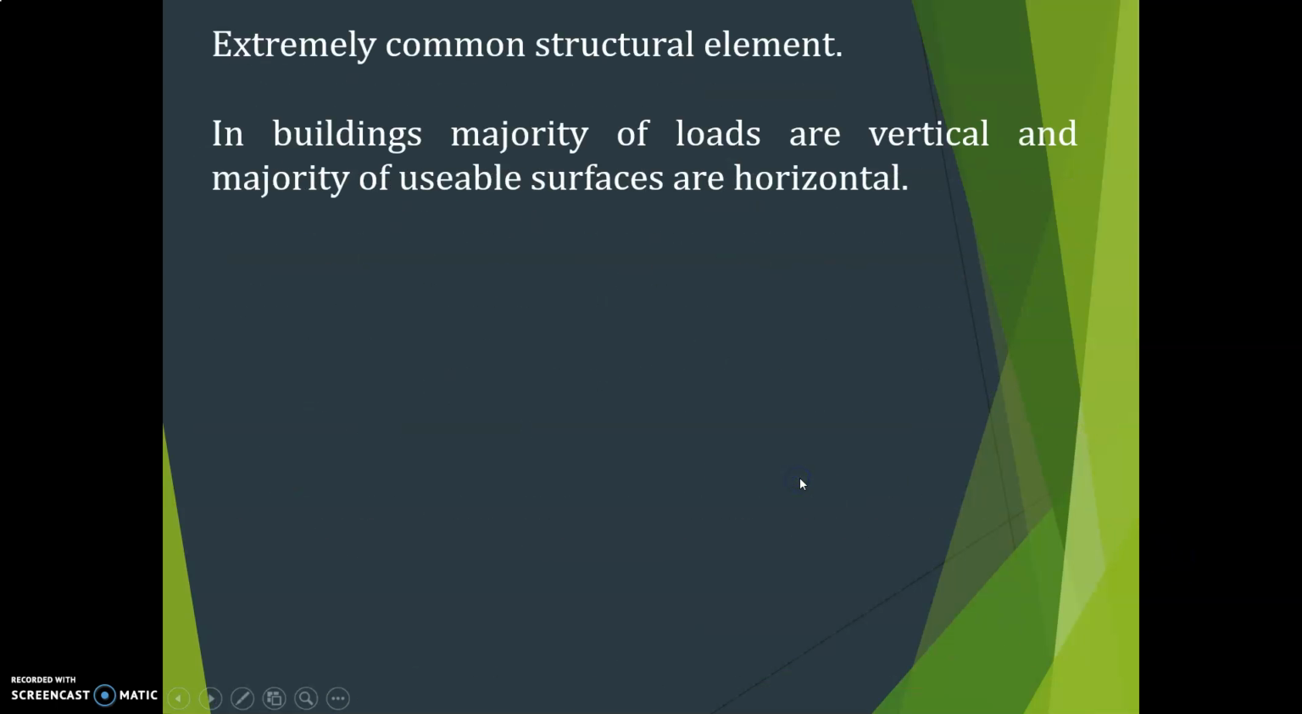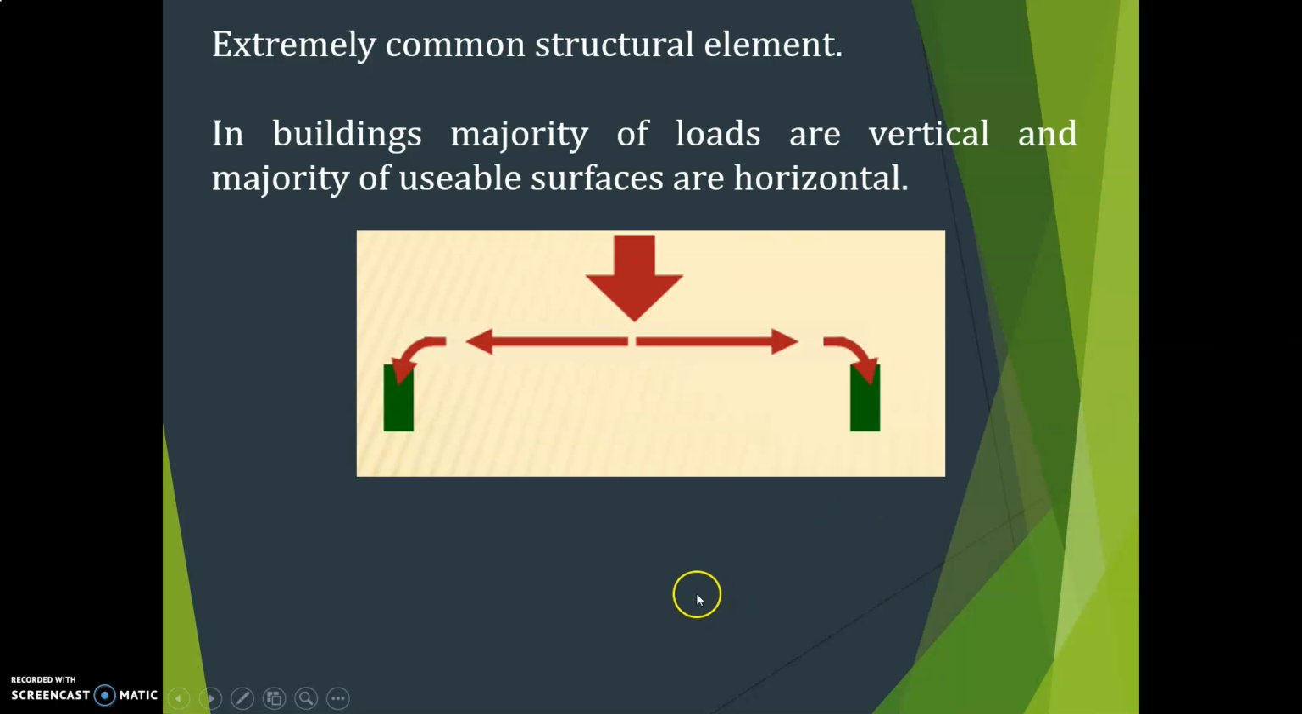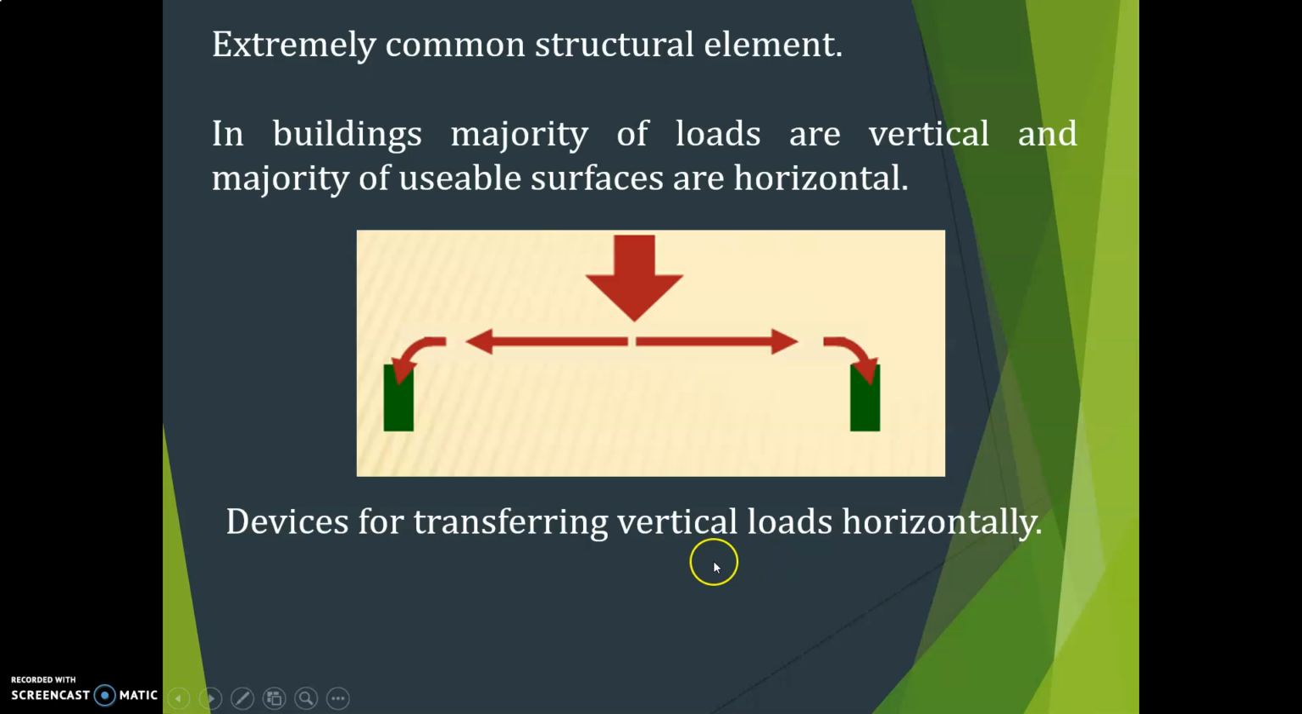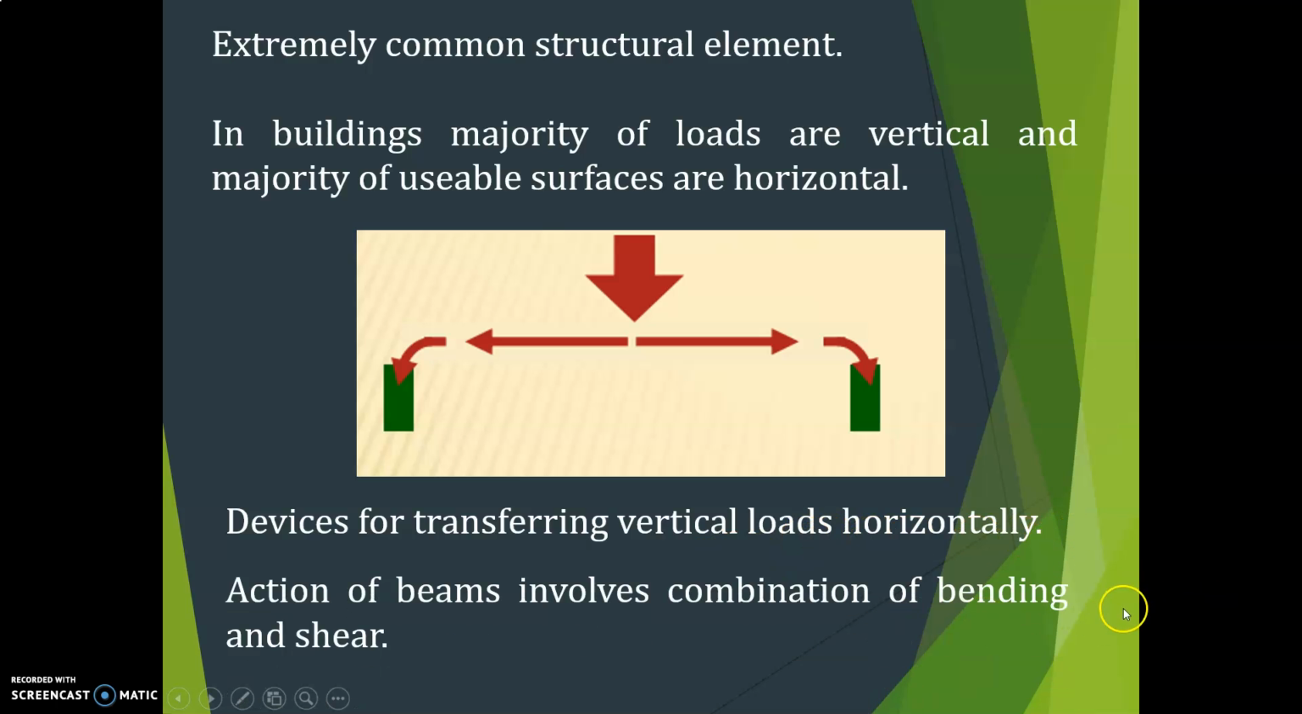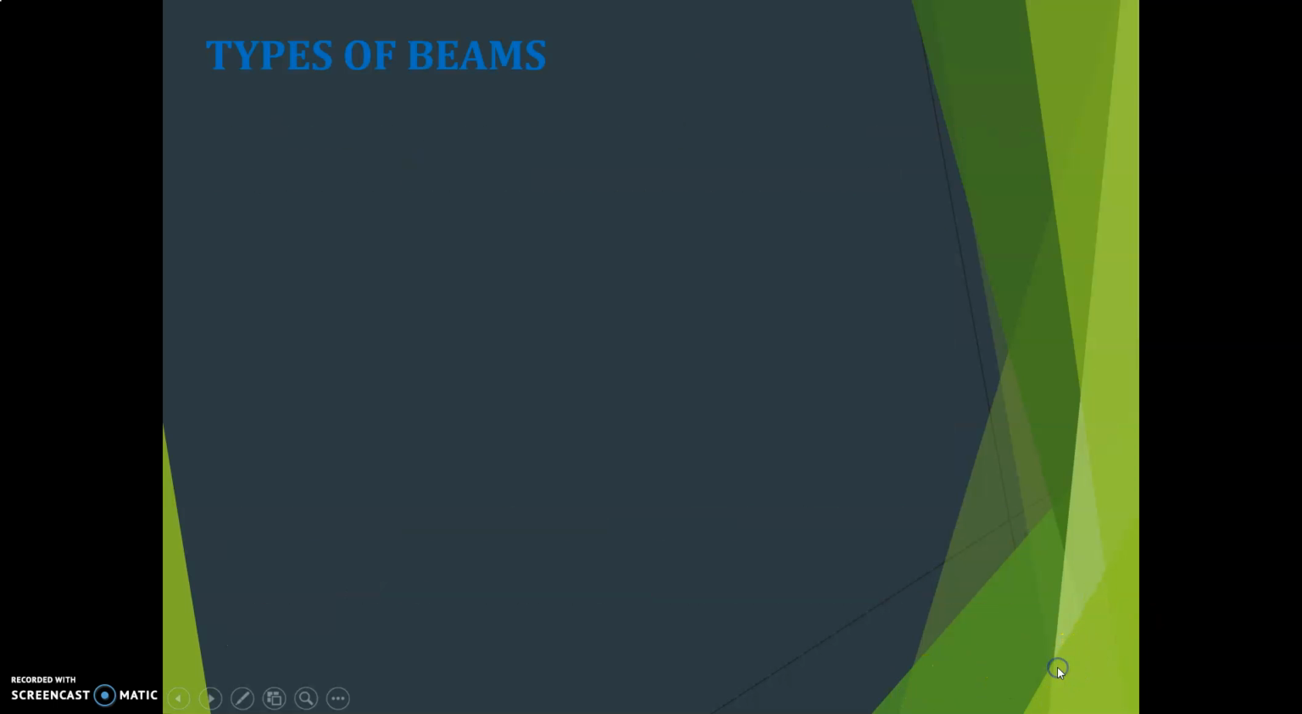Okay, and this is one of the very important structural elements. In buildings, the majority of the loads are vertical and the majority of usable surfaces are horizontal. See here, you can see this beam. The load is applied here. It is distributed to the supports in this direction. Okay, these are the devices for transferring vertical loads horizontally. And the action of the beams involves a combination of bending and shear.